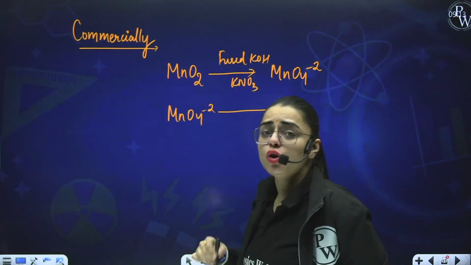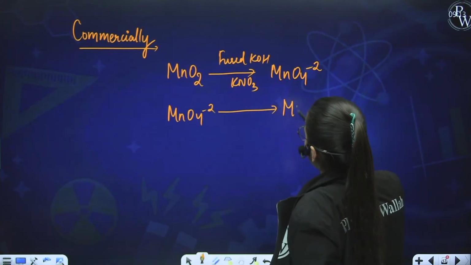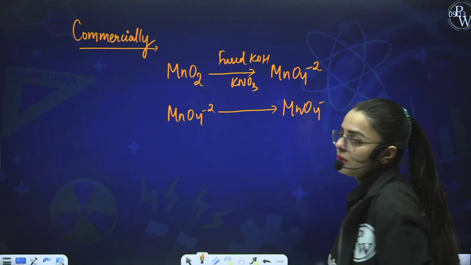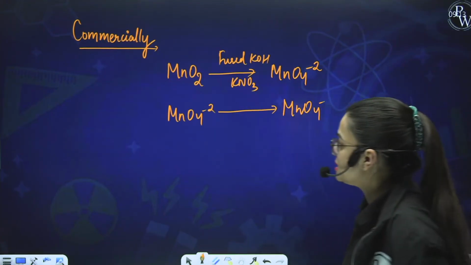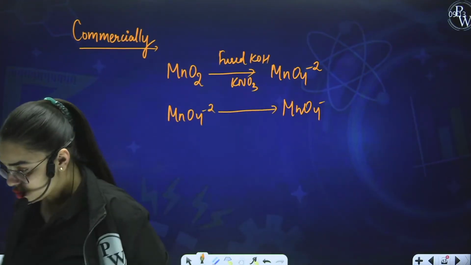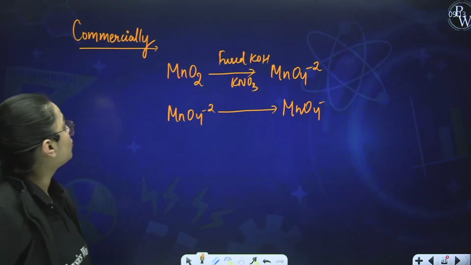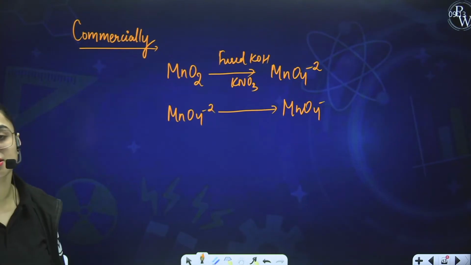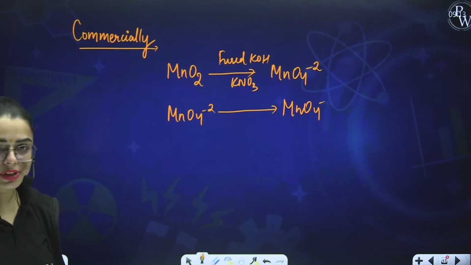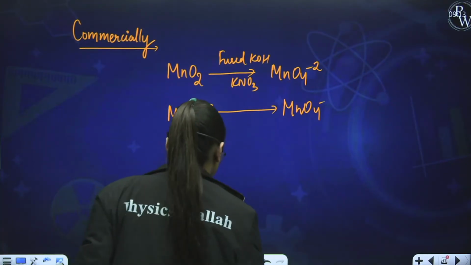From MnO4 minus 2, we will do electrolytic oxidation and we shall obtain MnO4 minus. This is our purplish color compound, right? So kindly write it down so that we can move on to the next part of ours. I guess you all have written. Now comes the structure session again.